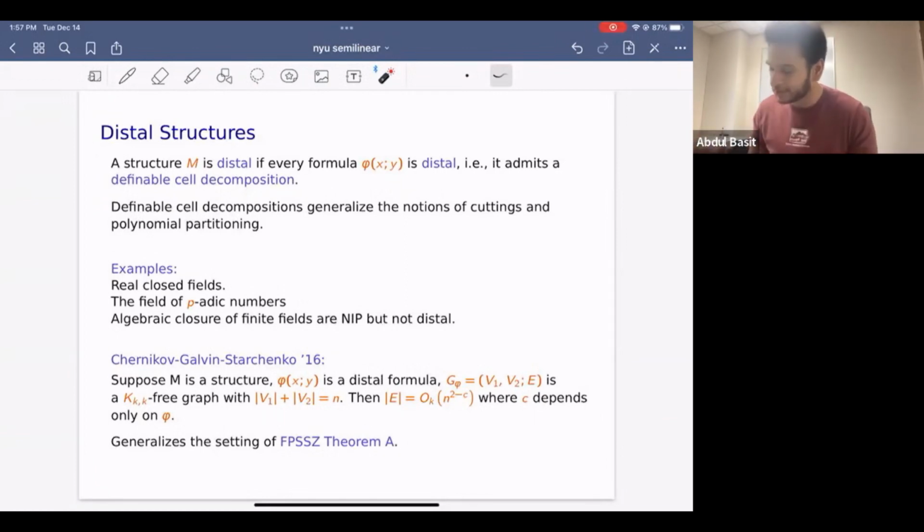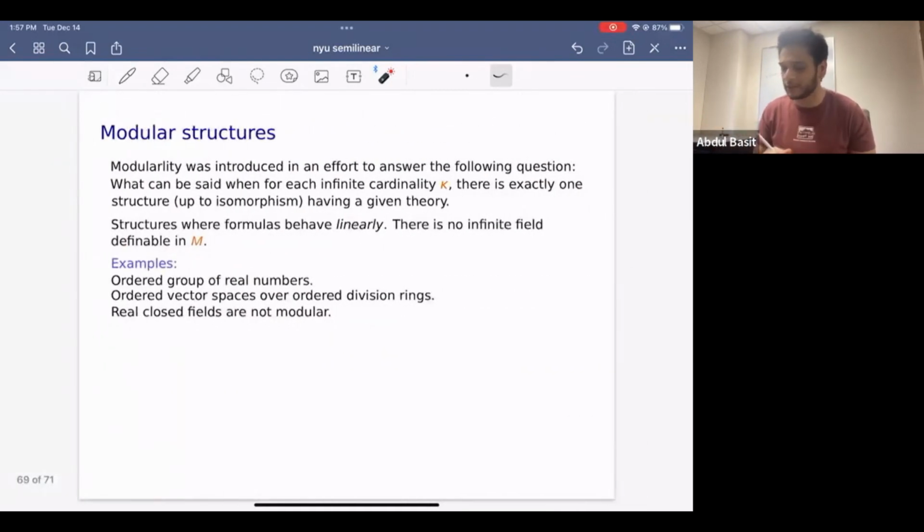So I guess that's what we know for distal structures. The reason why these model theory people were interested in what we did is because it characterizes something called modular structures. Modular structures basically don't encode fields, so they act more group-like. If you have something like a group, you have addition but not multiplication. That's sort of what a modular structure is, and then there's some more technical detail about what it should be.